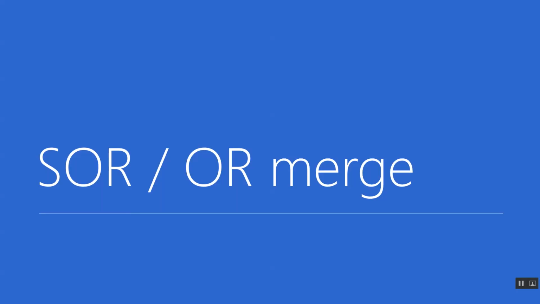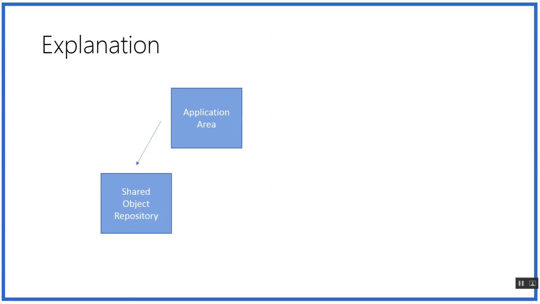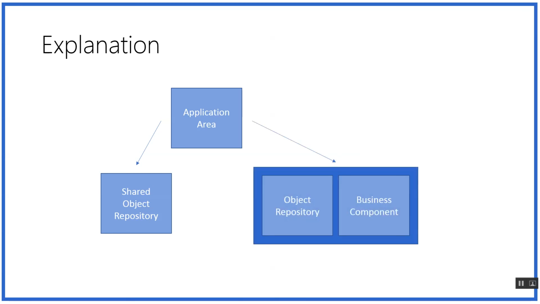Now what we did was merge an object repository with a shared object repository. Here, a short explanation. We have our application area and we have created our shared object repository. We have a business component which has a default and local object repository. And in the last step, we merged them both, so that in our shared object repository are now the objects from the local object repository of our business component.